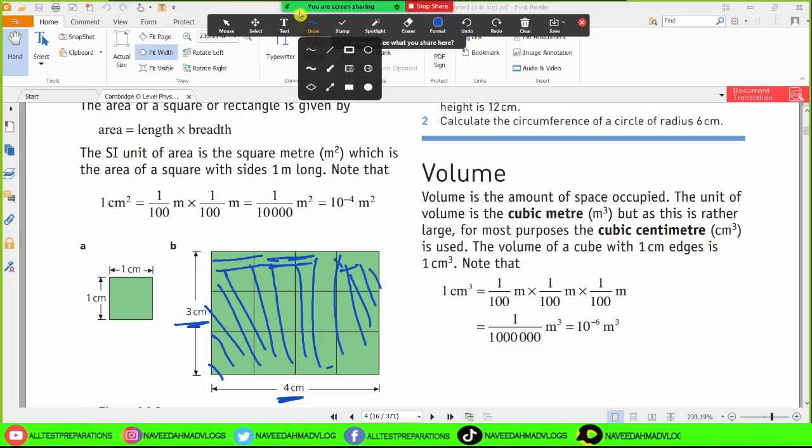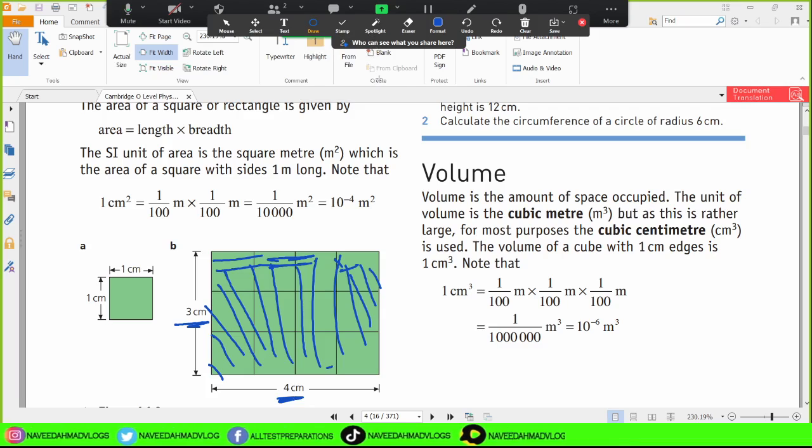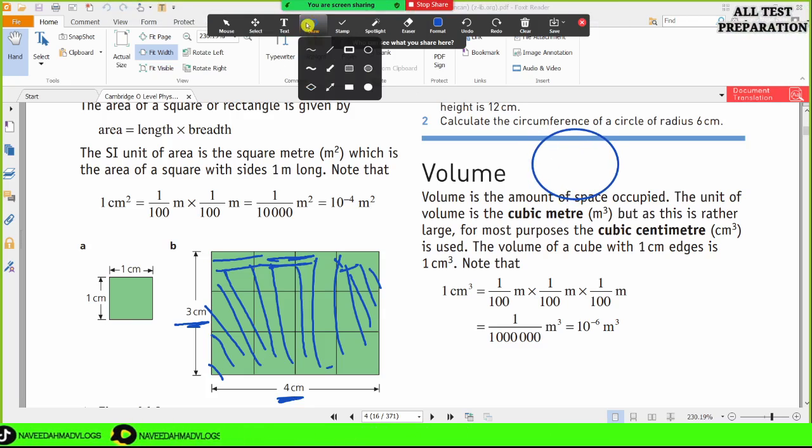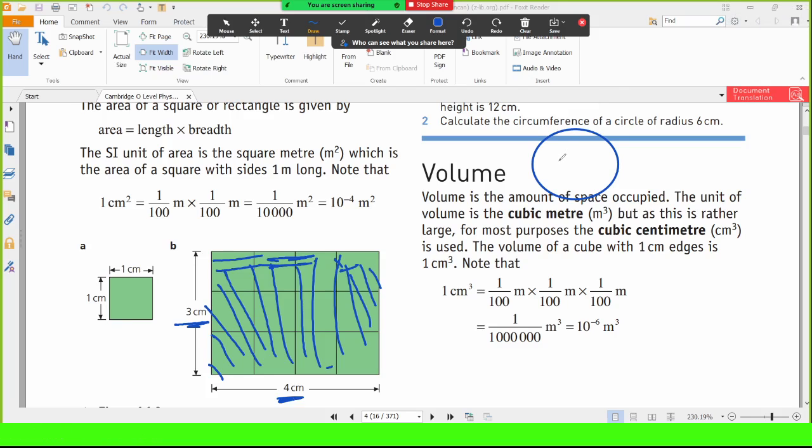So, if a circle is given to you, then you will use some formula. So, what is that formula? No, no. A circle doesn't have volume, a circle has area. So, if you want to find the area of the circle, you will use a formula for this. Pi r square. Yeah, pi r square.